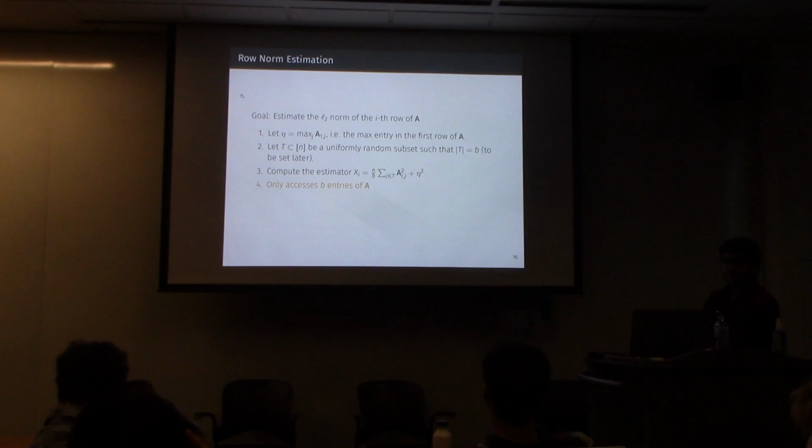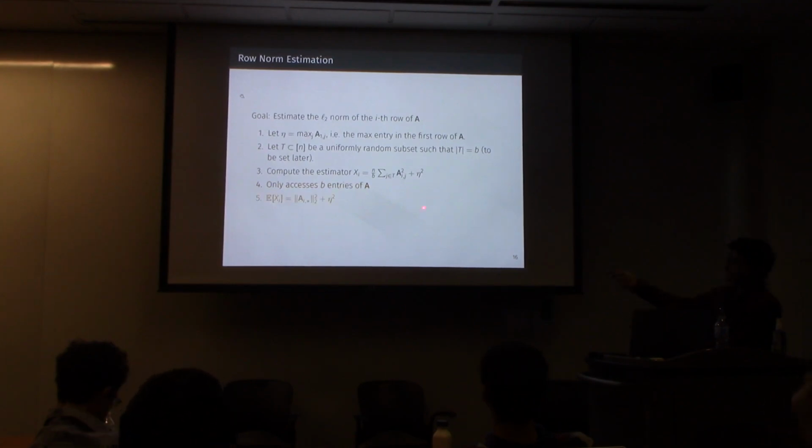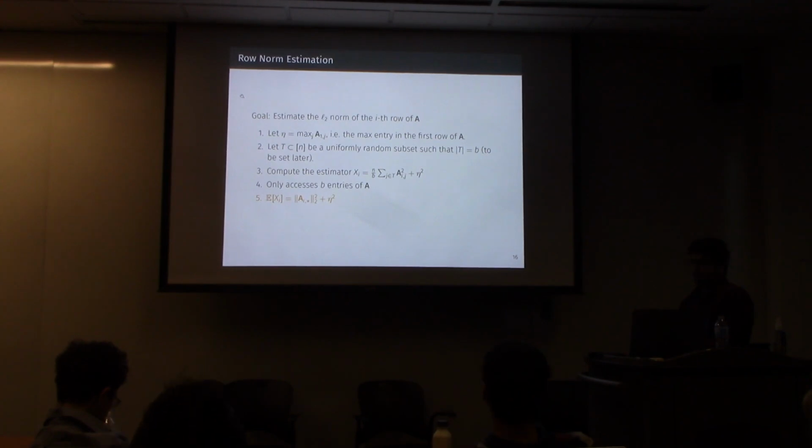It's related to pi. Okay. In other words, if I look at the expectation of this estimator, it's the L2 norm squared of my ith row plus the diameter. Any other questions about this? Okay.